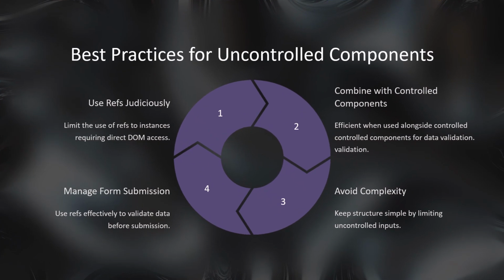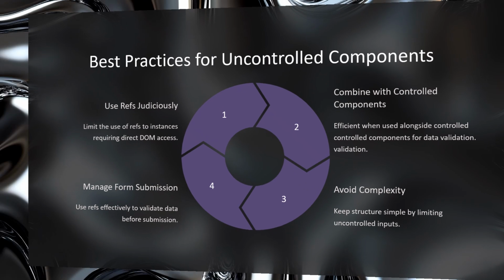Best practices for uncontrolled components. Use refs judiciously: limit the use of refs to instances requiring direct Document Object Model access. Combine with controlled components: efficient when used alongside controlled components for data validation. Avoid complexity: keep structure simple by limiting uncontrolled inputs. Manage form submission: use refs efficiently to validate data before submission.